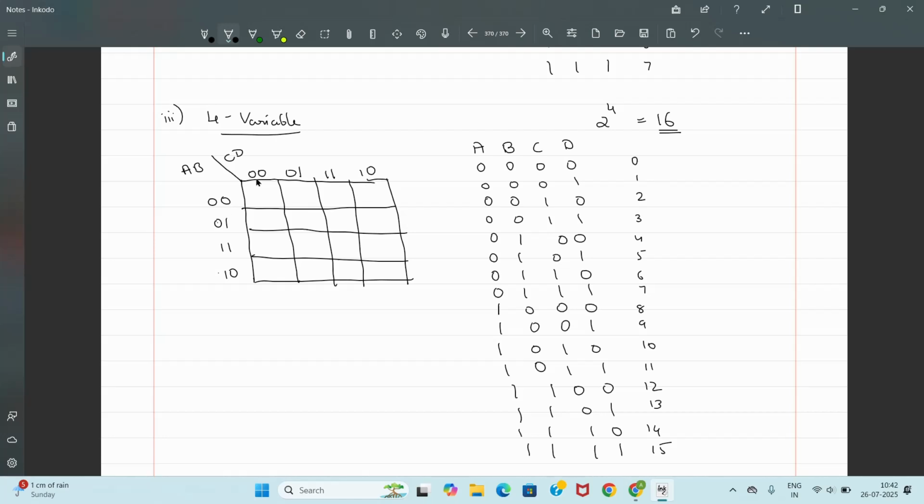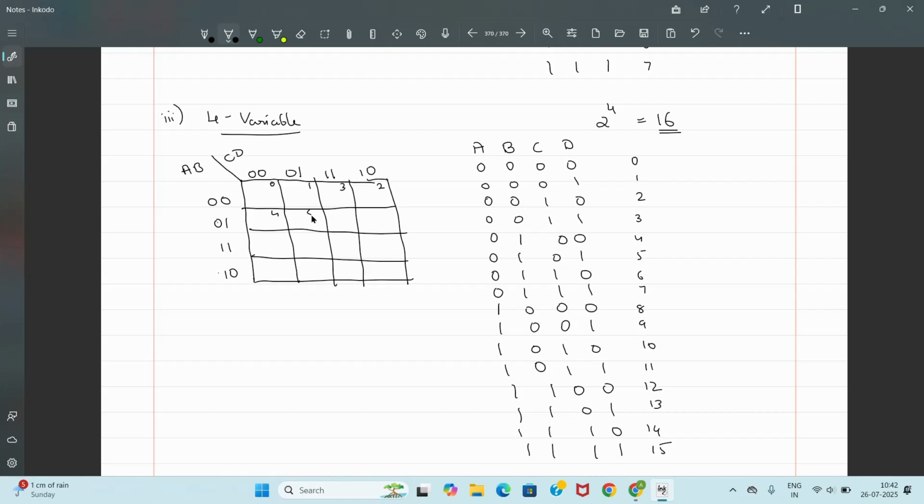Now, based upon the values in the row and column, you can write the numbers inside the boxes. This is all 0 for the first one, so this will be 0. Then this is 0, 0, 0, 1, which is 1. 0, 0, 1, 1 is 3. 0, 0, 1, 0 is 2. Similarly, 0, 1, 0, 0 is 4.